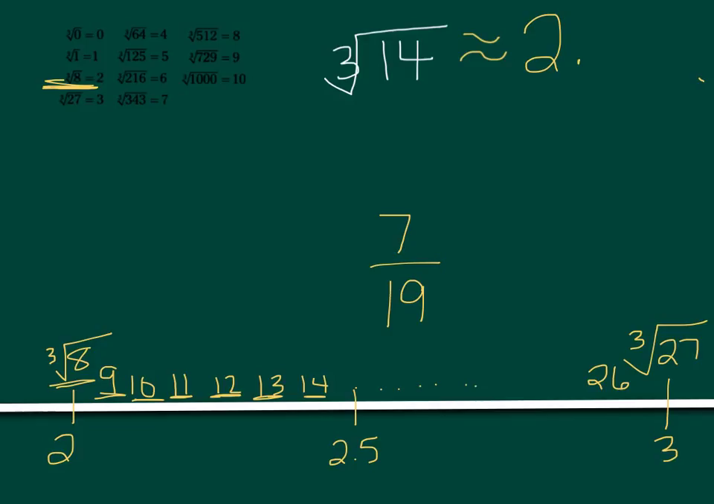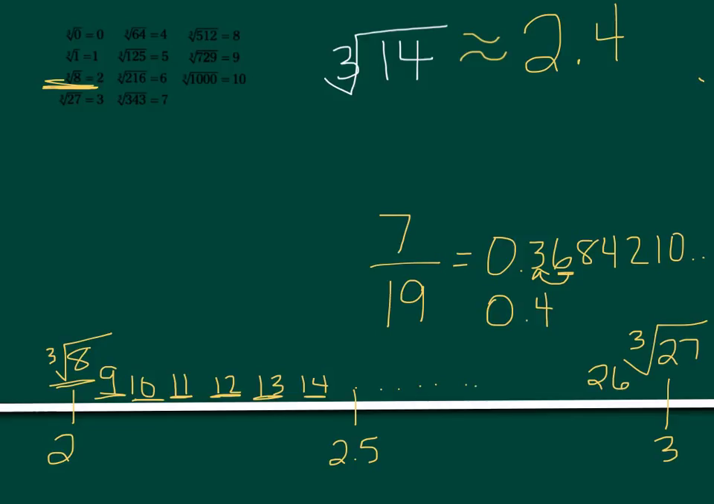We get a kind of long decimal, 0.3684210, and it keeps going, but I'm just going to stop it there. We just want to round to the nearest tenth because that's what we're estimating to. So the 6 makes the 3 go up 1, and it becomes 0.4. So our estimate for the cube root of 14 would be 2.4.